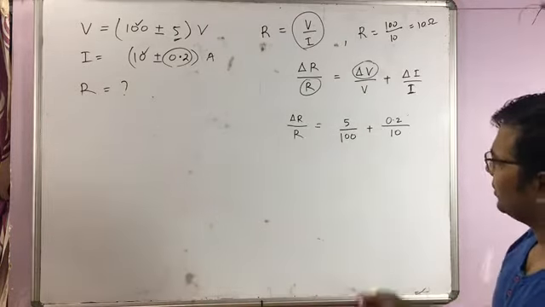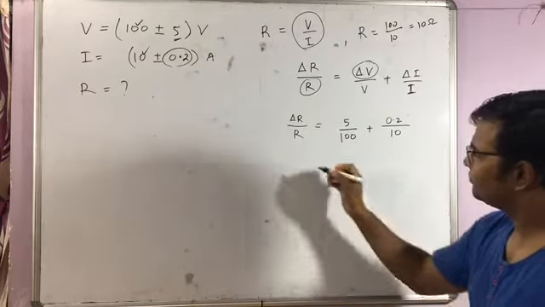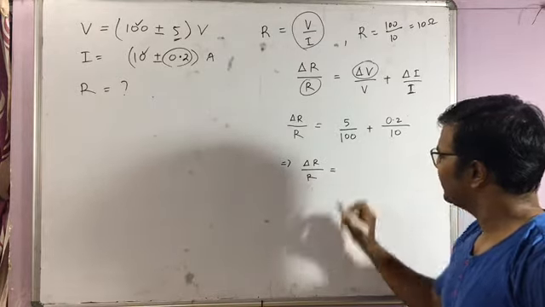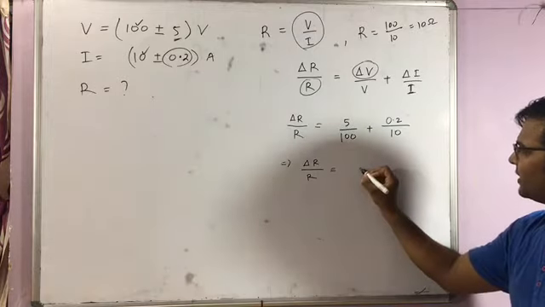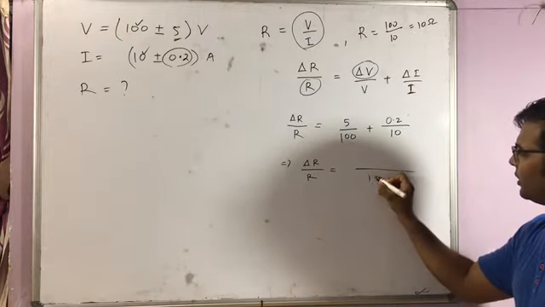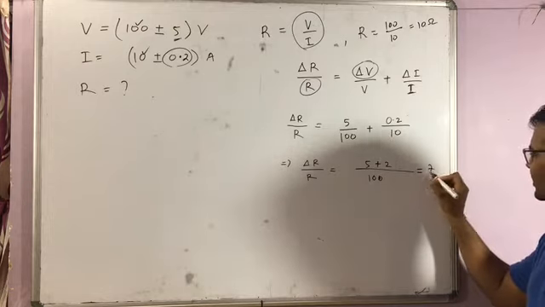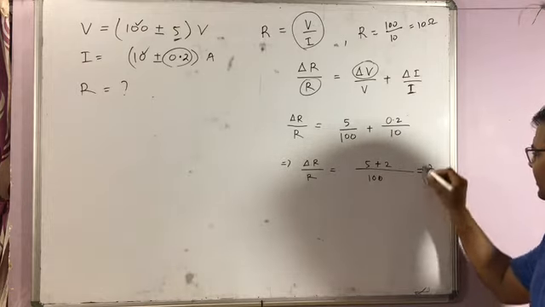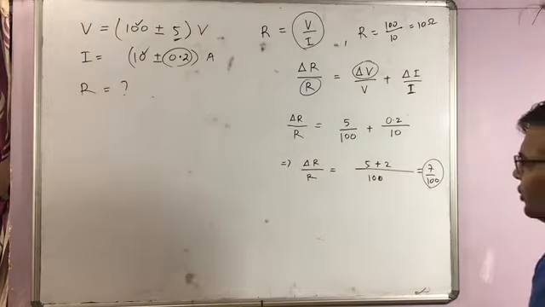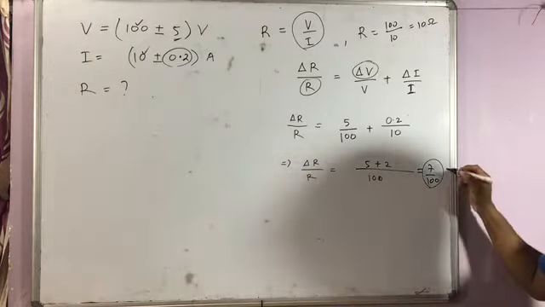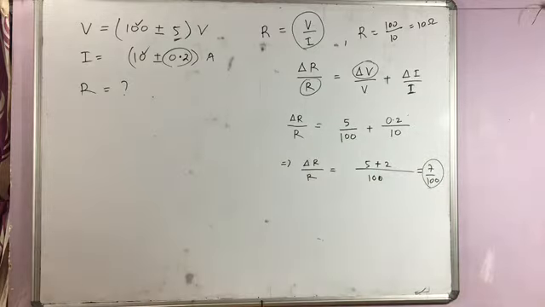So del R by R will be this. We can take the LCM, which is 100, so 5, plus 10 into 0.2, which is 2, so it is 7 by 100. Got it? So if someone asks you to calculate the relative error in the measurement of R, your answer would be 7 by 100, meaning 0.07.